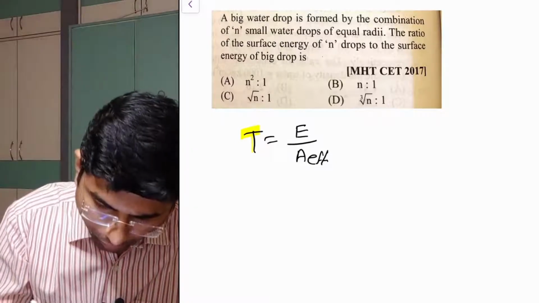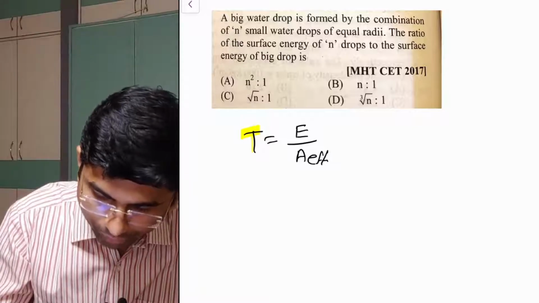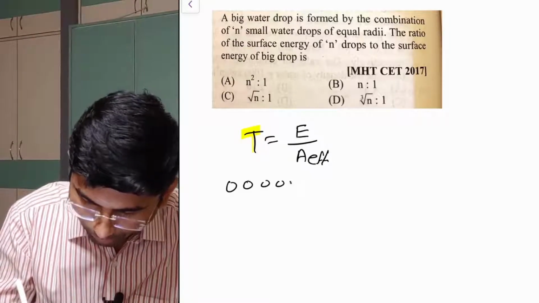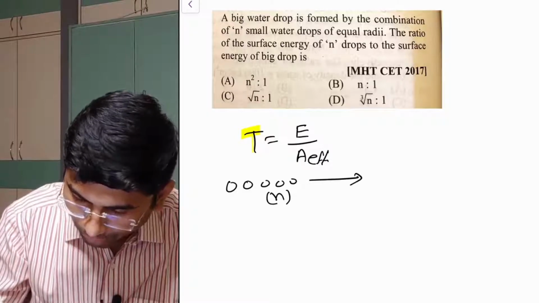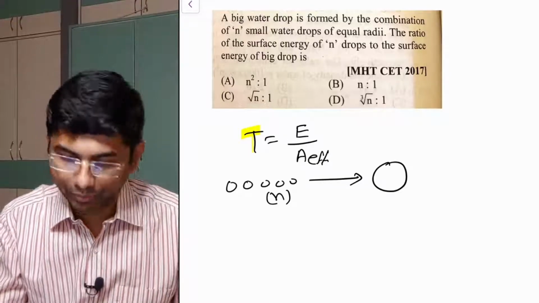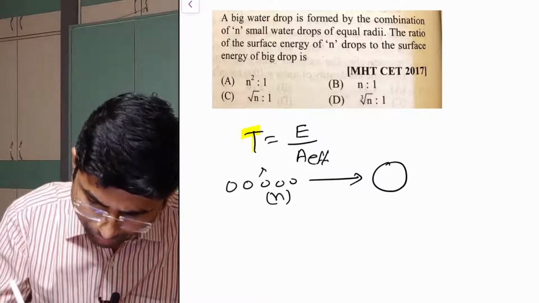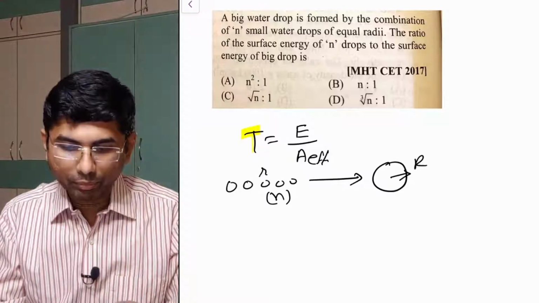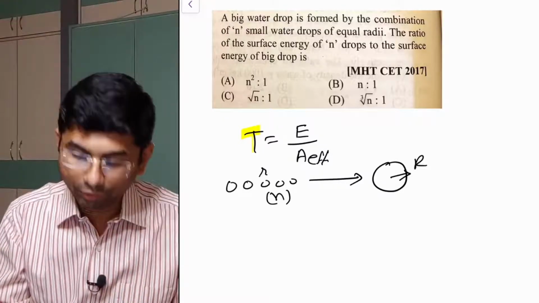Now for the first case, a big water droplet is formed by combination of n droplets. So initially we are having many droplets, n number of droplets are there, and they are formed into one big droplet. One big drop is being formed. It's having small radius r, here it may be having a radius big R. Every droplet is having equal radii, that is also given to us.